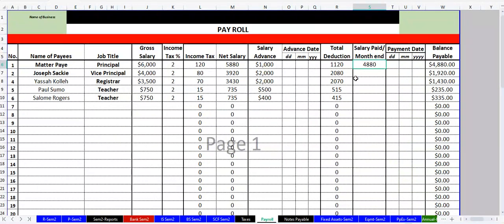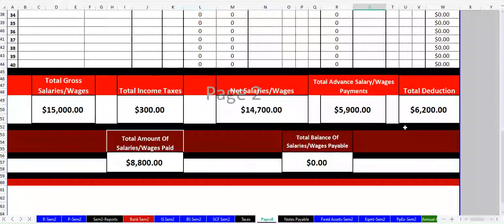Then we come to Joseph Saki. 19,000, that's 1,920 dollars we paid, and the registrar there 1,430 we paid, and the teacher here 235 we paid, and the other teacher 335. So we don't owe. We didn't owe them. So this time around everything is set.